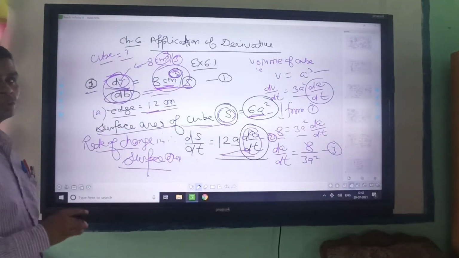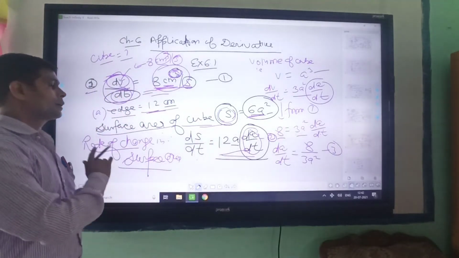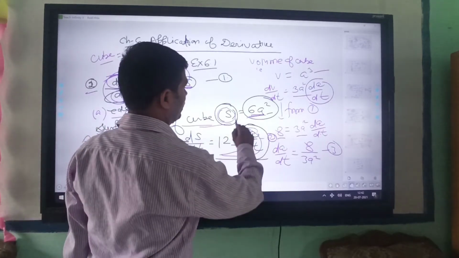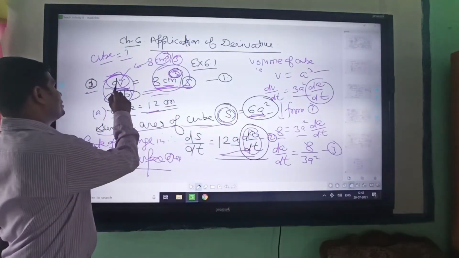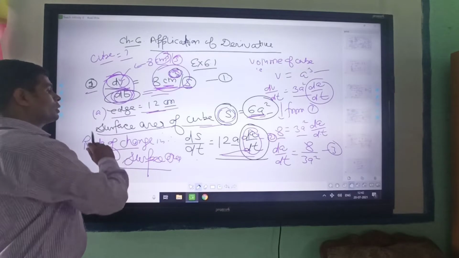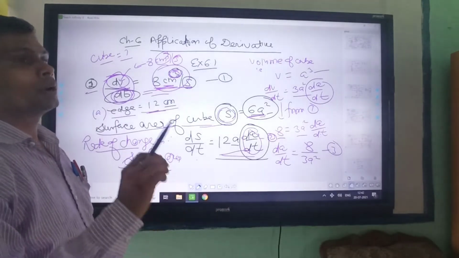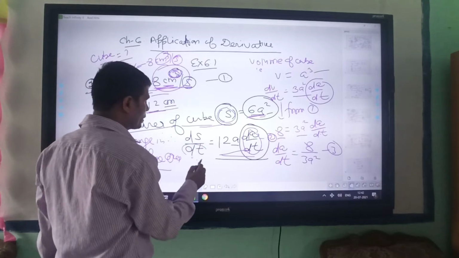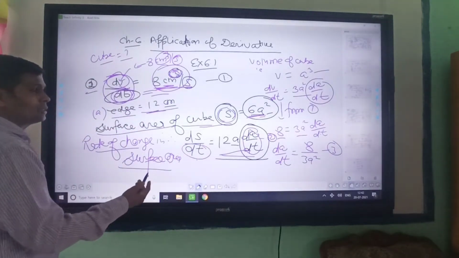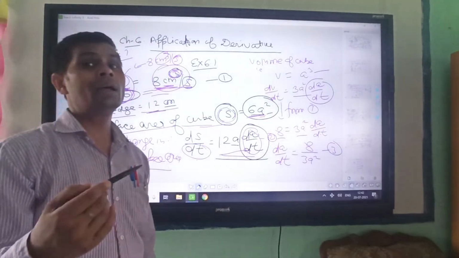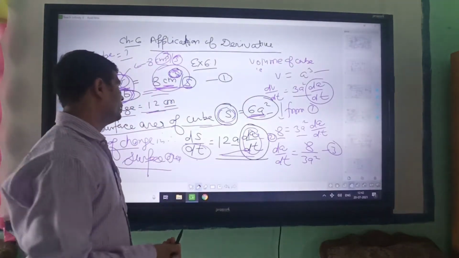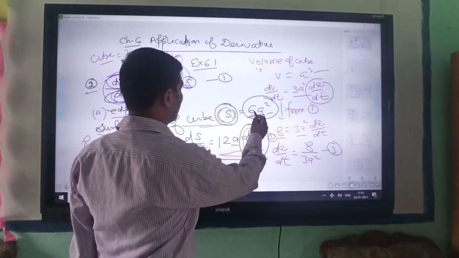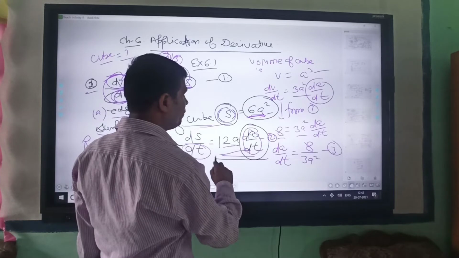But in this question it is not mentioned whether a is varying or not varying, but dV by dt is given to us. So obviously, without taking any tension, you should take the derivative dS by dt with respect to t, because if it is not mentioned, that means we are talking about time. So dS by dt equals the derivative of this, which will be 12a da by dt.